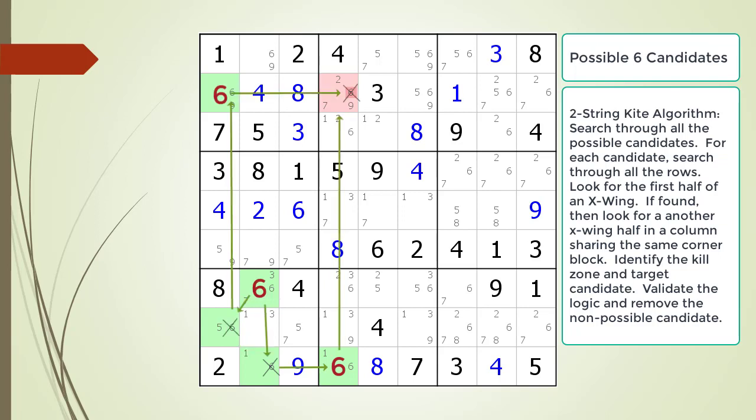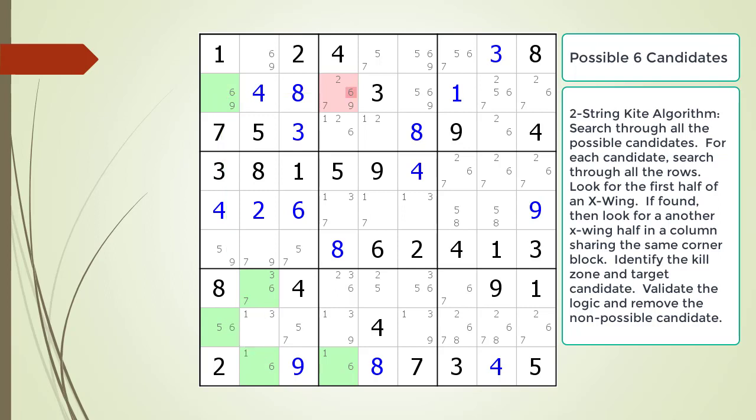Our fourth scenario is having a 6 in cell 7,2. This results in a target candidate being killed as shown. Our fifth scenario is having a 6 in cell 9,2. This results in a target candidate being killed as shown.